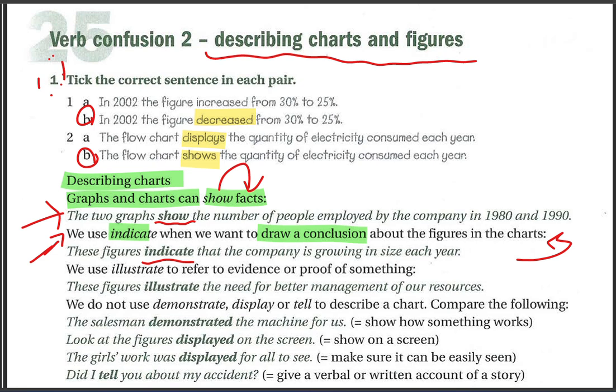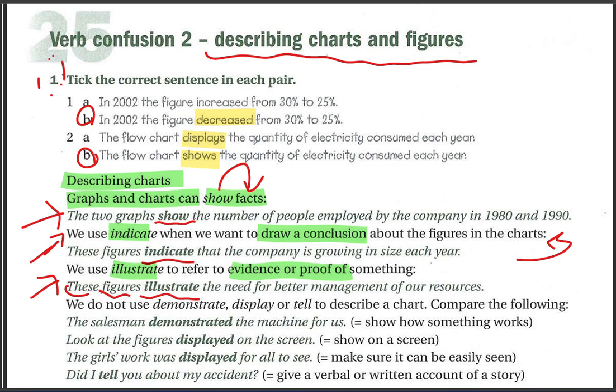The next part, we use illustrate to refer to evidence or proof of something. So when you have evidence or proof and you want to refer to it, you can use the verb illustrate. These figures illustrate the need for better management of our resources. So we need better management because these figures illustrate it. So we have the evidence or proof that they are the figures, yes, the numbers. So in here we use the verb illustrate.